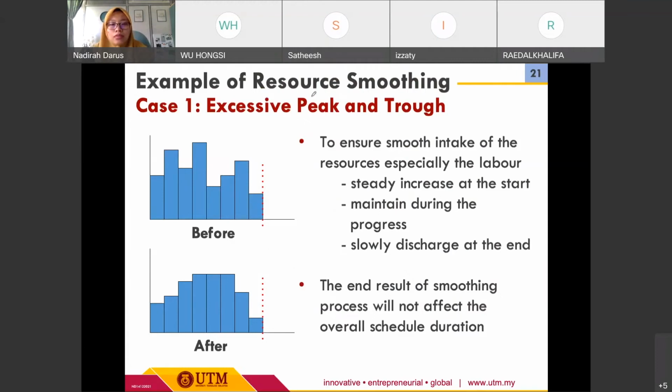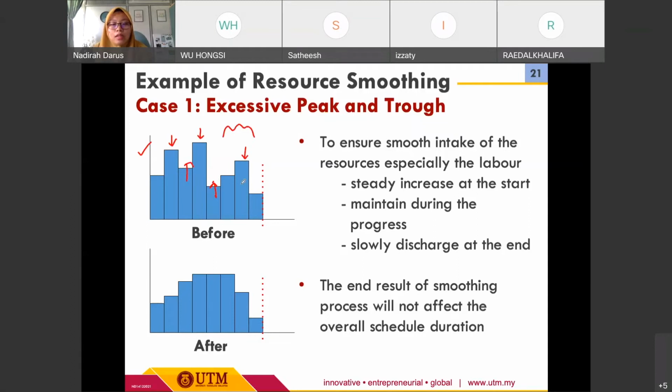For the first case related to resource smoothing, it is the case of excessive peak and trough. As we can see here, for the first figure, we have the before and after figure. In the before figure, we can see that there are several peaks of the resource allocation. So the bar allocation is quite unstable because there are several peaks and troughs, where a trough means a sudden reduction and then a sudden peak of the resource allocation.